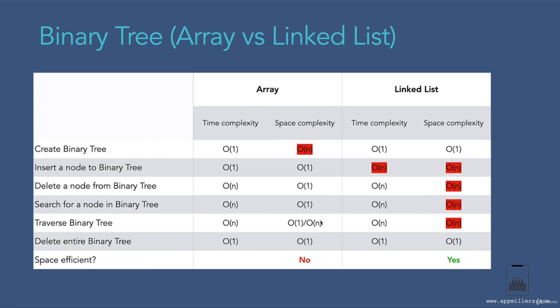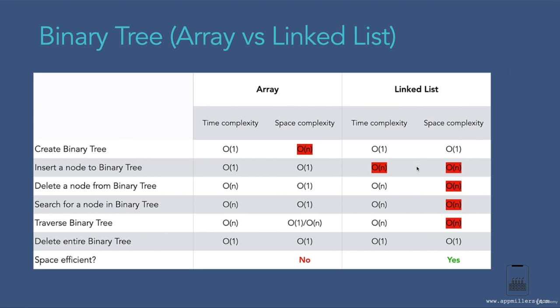Now in case of in-order traversal, pre-order traversal, and post-order traversal, the space complexity is O(n) because in this case we are calling these methods recursively, so we have to insert elements in the stack. But in case of level order traversal, we don't have to use the methods recursively, so that's why it will take O(1) space complexity.